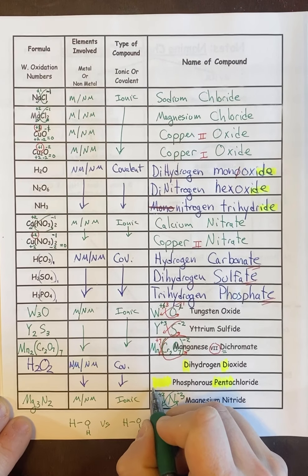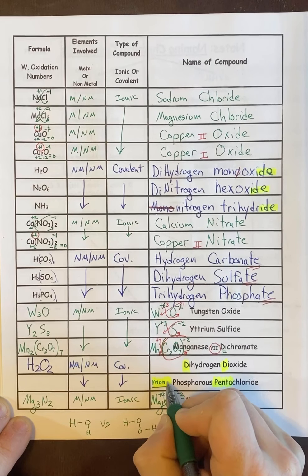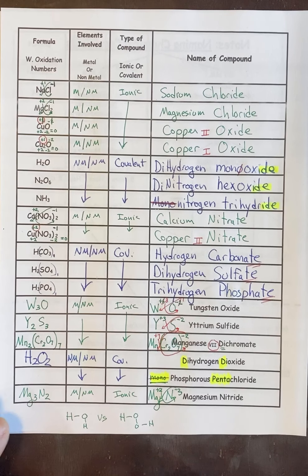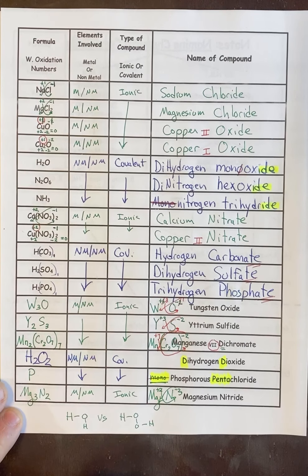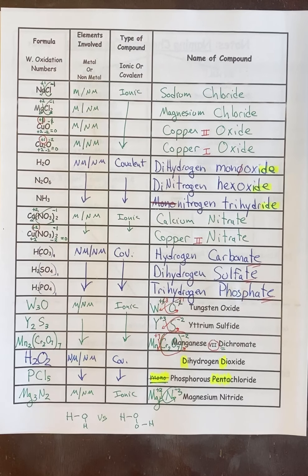Last one, phosphorus pentachloride. So the fact that they didn't write anything here means that it really was a mono that they intentionally left off. So therefore, it's phosphorus, and then pentachloride just means 5 chlorine. Done.